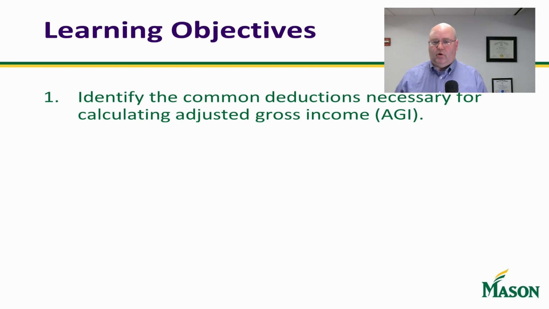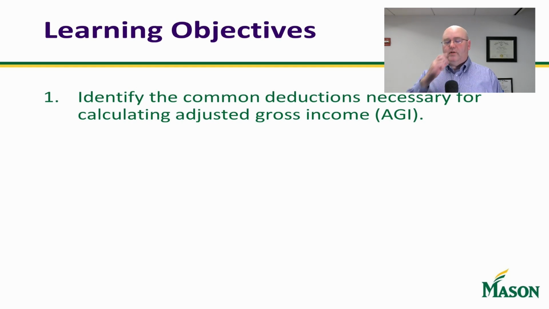Because something you'll learn later on, particularly in video 2, is that AGI is a very important number when determining if you can take deductions or not. We have some of that in this video too, but really a lot more on the other side. And that's why knowing what AGI is on both sides of the paper really makes sense.